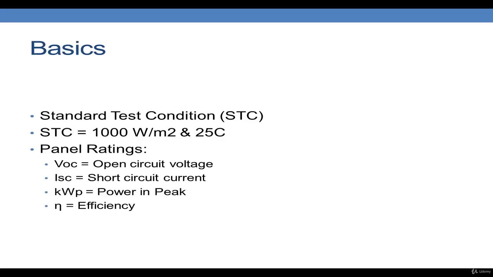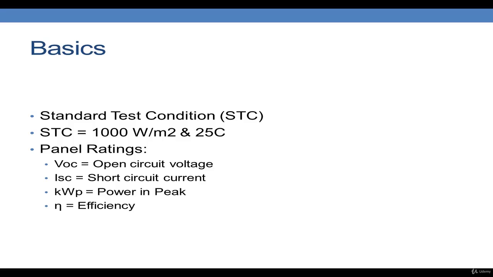So here we will go through the basics. I am not going to explain the basics of solar photovoltaics and how power is generated using the photovoltaic effect and so on. Here we will discuss only the terminologies that are used in the design aspect. So the standard test conditions are the test conditions that are used to rate a PV panel. So PV panel voltages, currents, power and efficiency are rated on the standard test conditions.